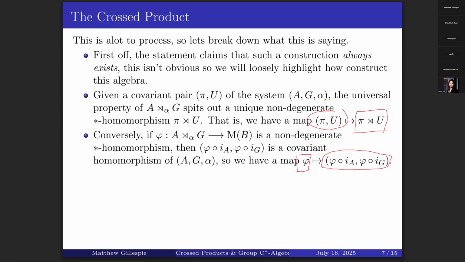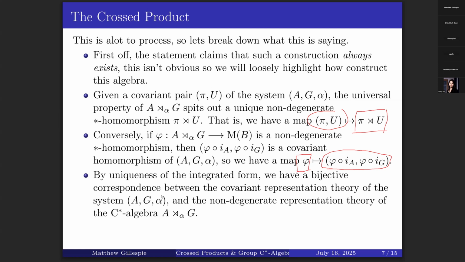So what that means is we have a bijective correspondence, by the uniqueness of this integrated form, between the covariant representation theory of the system A, G, alpha and the non-degenerate representation theory of the C-star algebra A cross G. So what we're doing is taking all of the relevant information we care about in this dynamical system, and translating it into the representation theory, and when I say relevant, I mean the non-degenerate representation theory of this new C-star algebra.